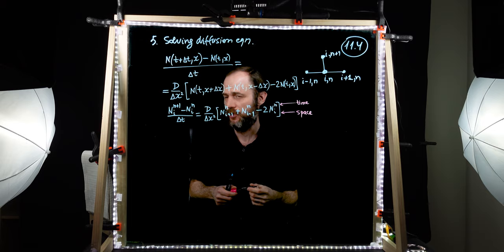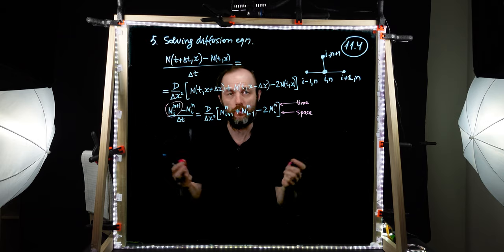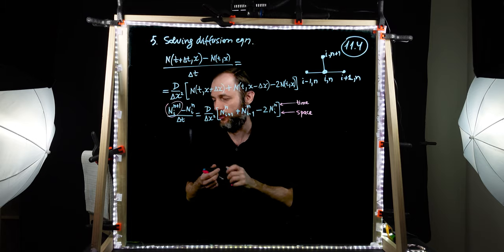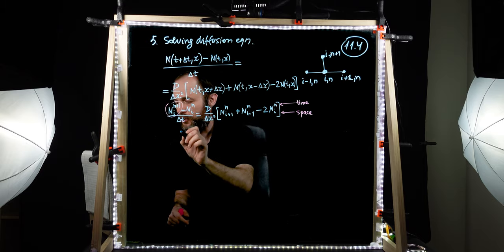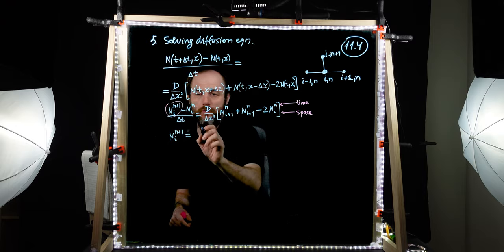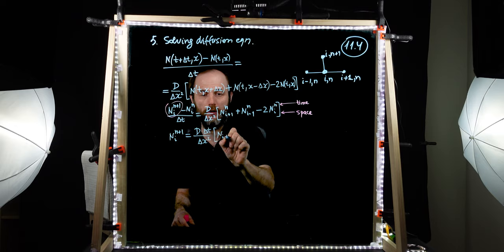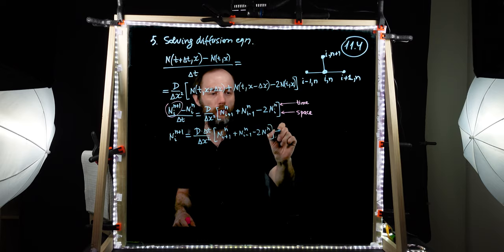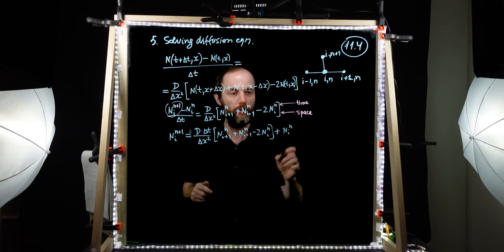So now let us express the value that we would like to find in terms of the rest explicitly. And the way we're going to do that is simply by multiplying both sides by delta t and adding n i n to both sides. So we're going to end up getting n i n plus 1 is going to be equal to D times delta t divided by delta x squared times all of this, n i plus 1 n plus n i minus 1 n minus 2 n i n, plus n i n. So that is all there is to our numerical scheme.